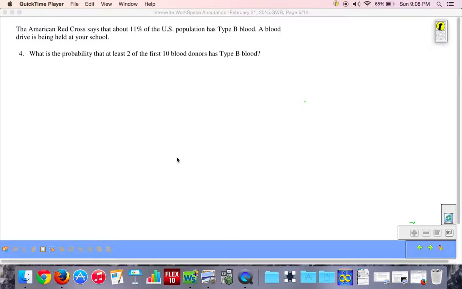Okay, here's chapter 17, quiz A, question number 4, take 2. Apparently I was having a brain fart when I made these movies the other day. All right, so 11% of the US population has type B blood.